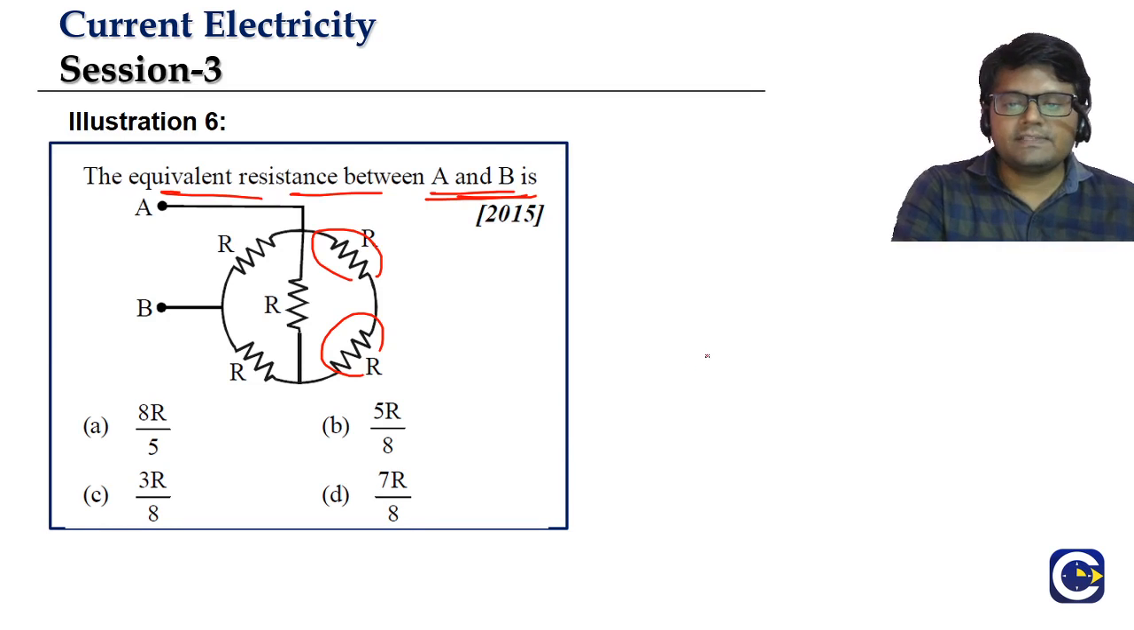So look at this. We are going to do it step by step. We have this resistance as it is, and here we have the point A. Here we have the point B, that is as it is. Then here we have one more resistance. Here we have one resistance.